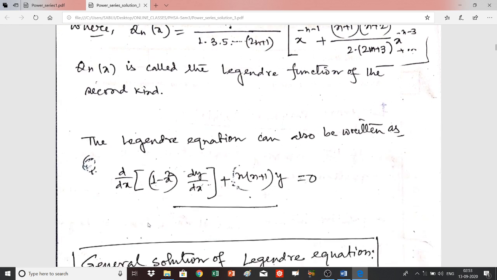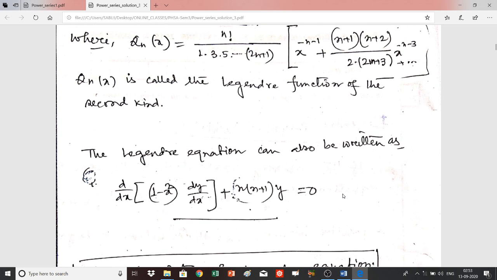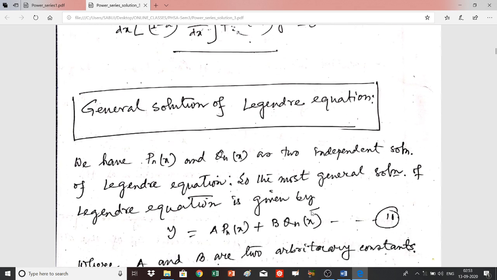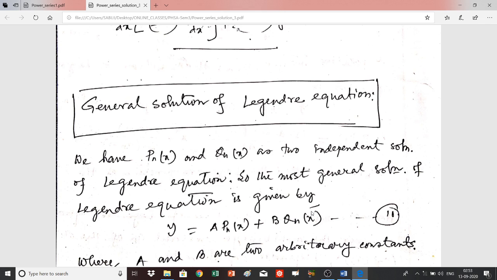So here the Legendre equation can also be written generally as d/dx of (1 minus x squared) dy/dx plus n(n plus 1)y is equal to 0. If you calculate this, you will get the familiar Legendre differential equation, that is (1 minus x squared) d2y/dx squared minus 2x dy/dx plus n(n plus 1)y is equal to 0. So now come to another topic, which is the general solution of Legendre equation.